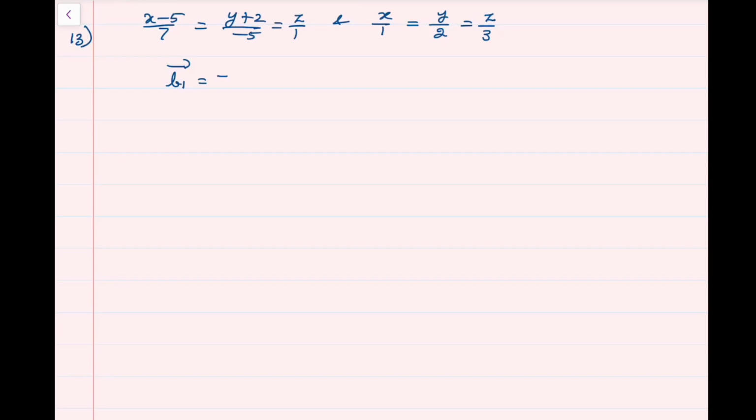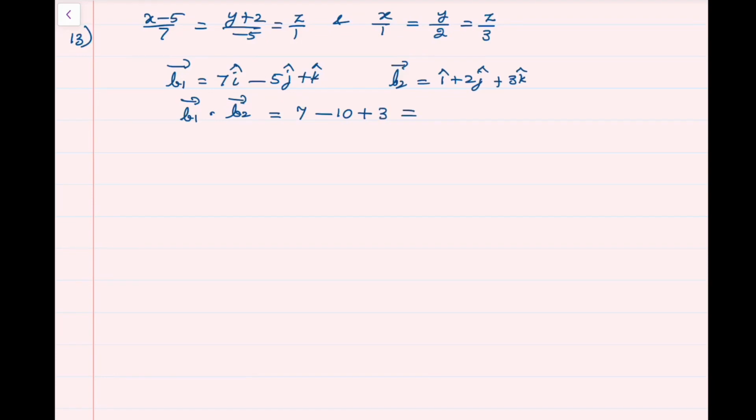We will write b1 vector, from the denominators, 7i minus 5j plus k, and b2 vector from the second line, i plus 2j plus 3k. The perpendicularity condition is vector b1 dot vector b2 should be 0. Let us check vector b1 dot vector b2. 7 into 1 is 7, minus 5 into 2 is 10, plus 1 into 3 is 3. The answer is 0. That means the lines are perpendicular to each other.